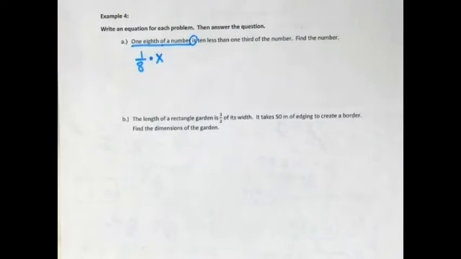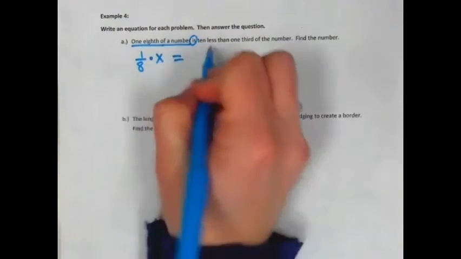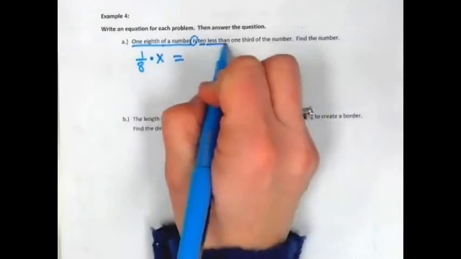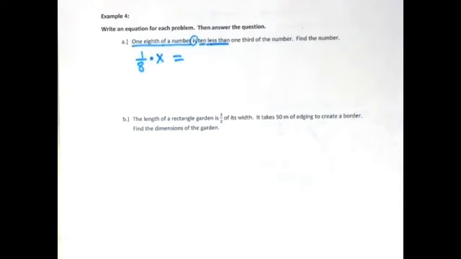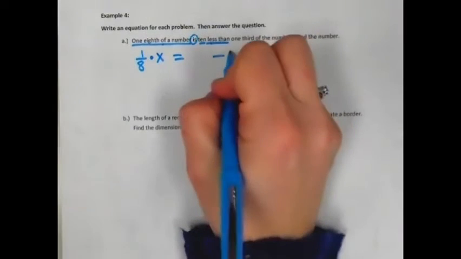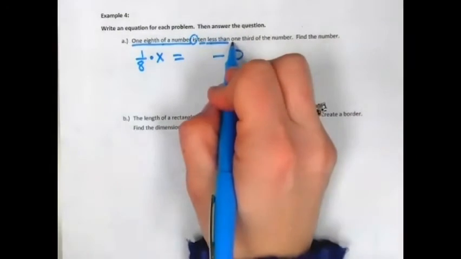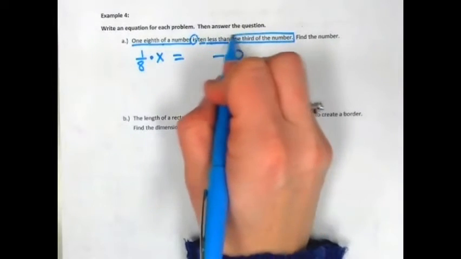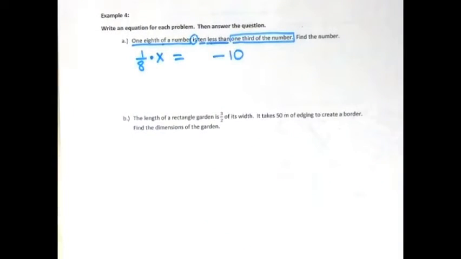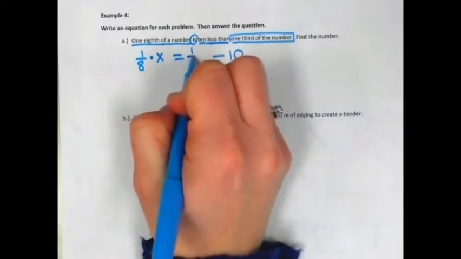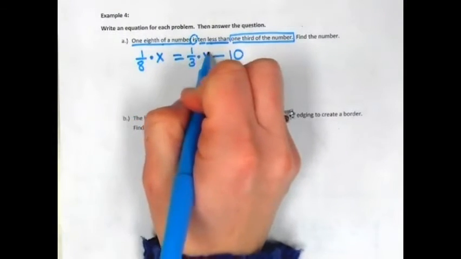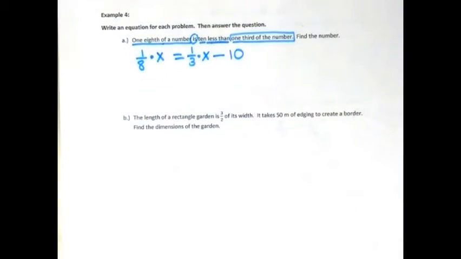Is. What does is mean? Equals. 10 less than. What does less than mean? Subtraction. Now, is it 10 minus or minus 10? Minus 10. Good. 1/3 of a number. So 1/3 of a number means 1/3 times x, or x over 3. You just wrote your equation.